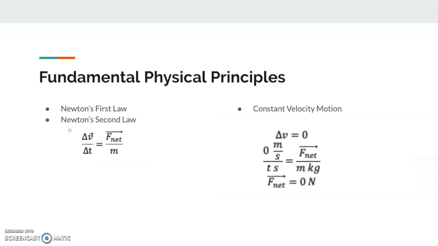The fundamental physical principles of this lab experiment include Newton's first law, stating that an object in motion will stay in motion unless acted upon by forces in its surroundings, as well as Newton's second law, which allows us to calculate the expected future position of the object given the forces acting on the object. In the case of this experiment, our computational model assumes constant velocity. As shown here, when the velocity is constant, the net force is equal to zero.